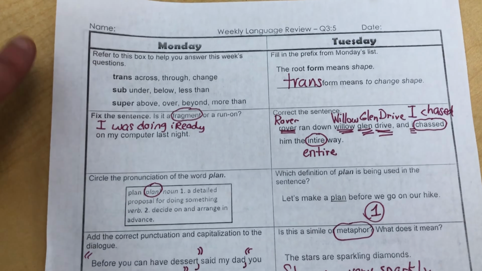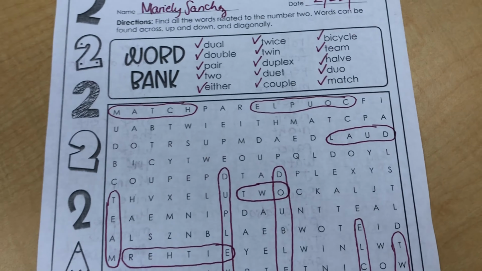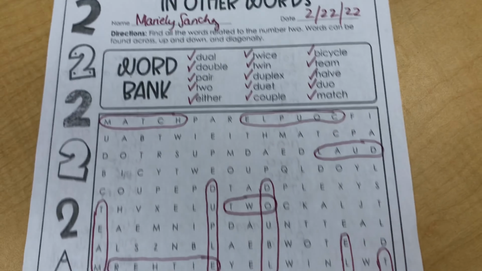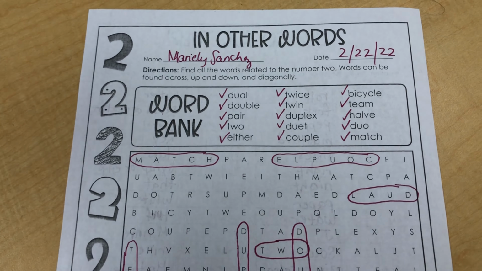As usual, this was the weekly language review that we worked on. We did Monday and Tuesday. And again, this comes from One Stop Teacher Shop. And I gave them this free resource that I got from Shelly Rees as a downloadable from one of her emails that she sent me. So this was a free resource.